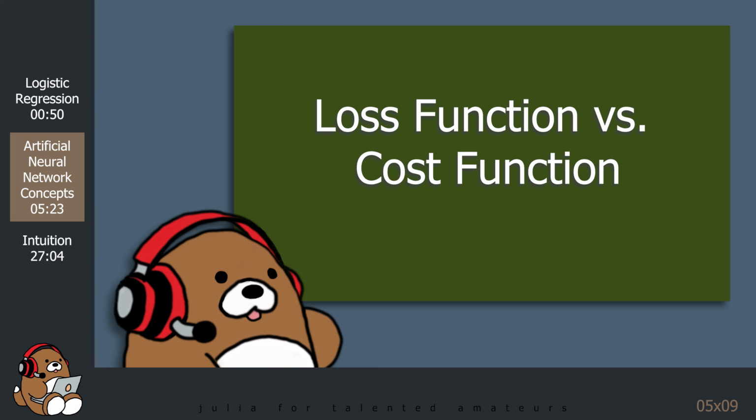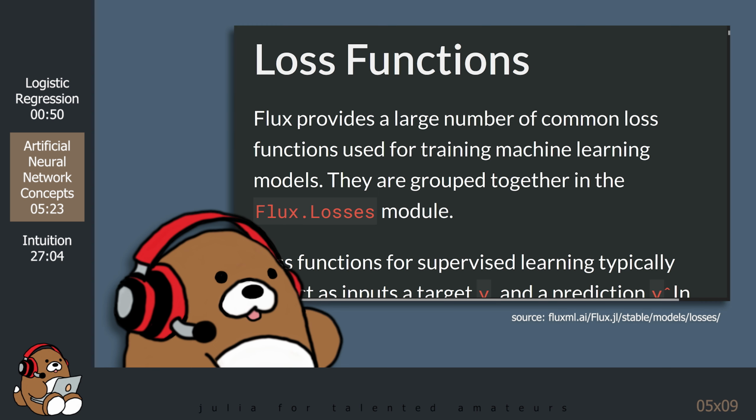In artificial neural networks, the term loss function is used rather than cost function. They're essentially the same thing, but according to the Stanford course, the term loss function is used when there's only one example in a batch, and the term cost function is used when there are multiple examples in a batch. In the flux.jl package, the term loss function is used for the objective function. In any event, there are many different loss functions that you can use to train your model.